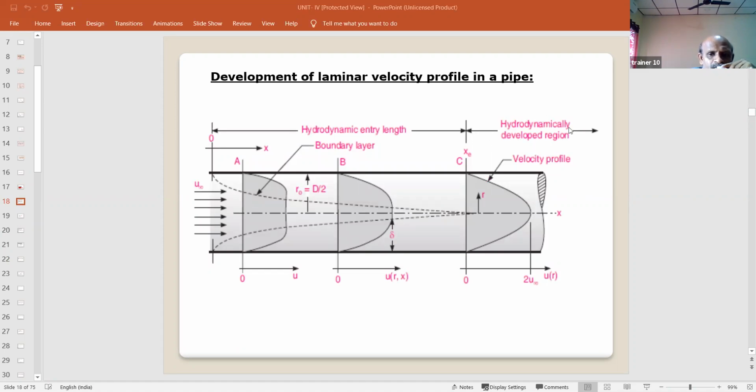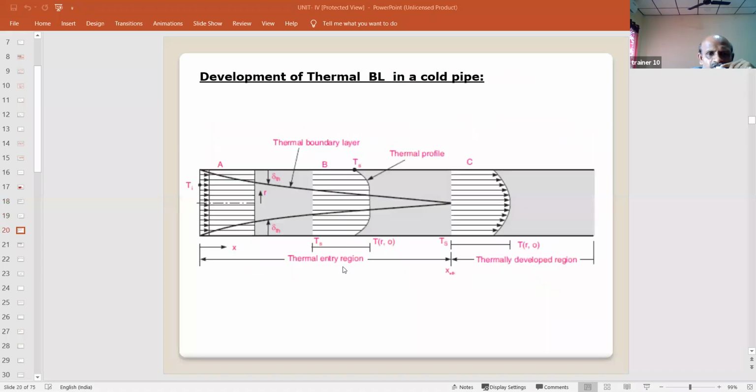That means fully developed region. This is called a developing region. Over this region, I already told you that there is no formation of boundary layer. That means we have to consider this one. That is called the fully developed region.